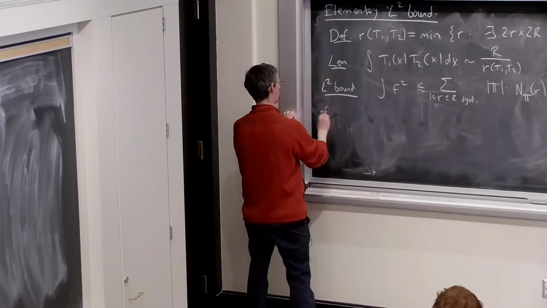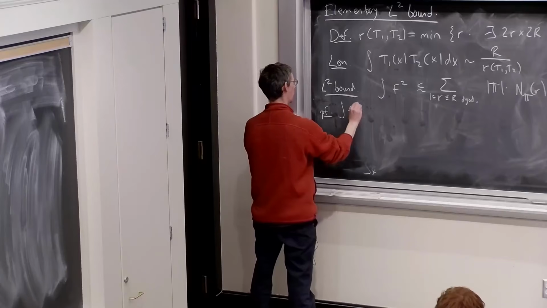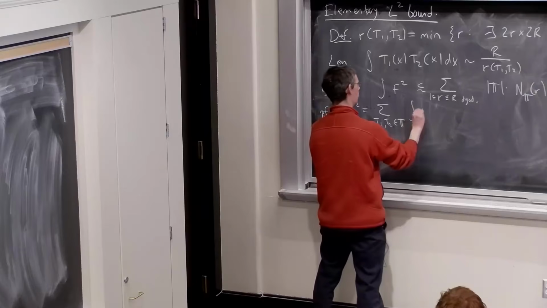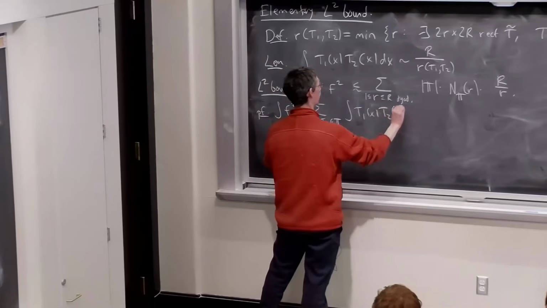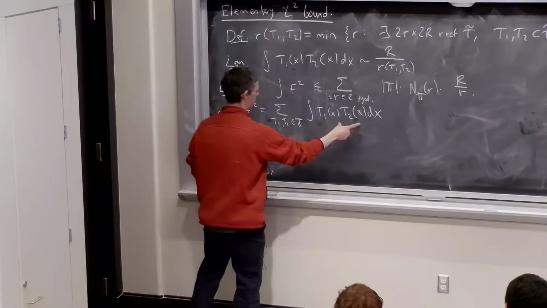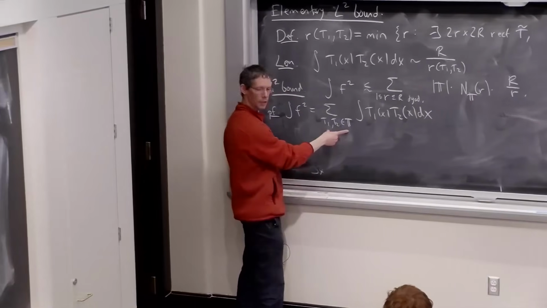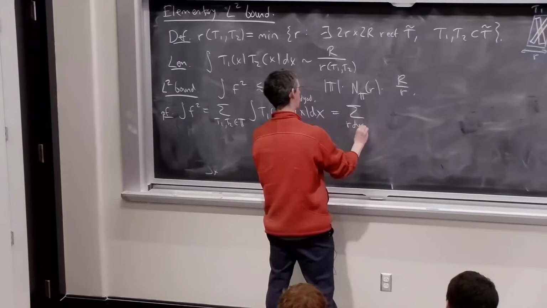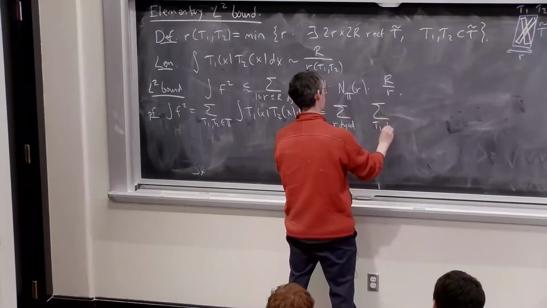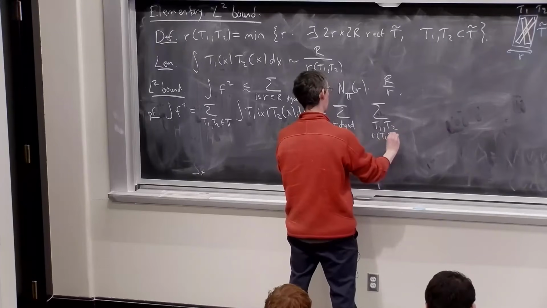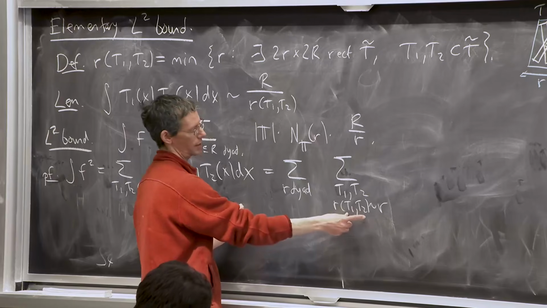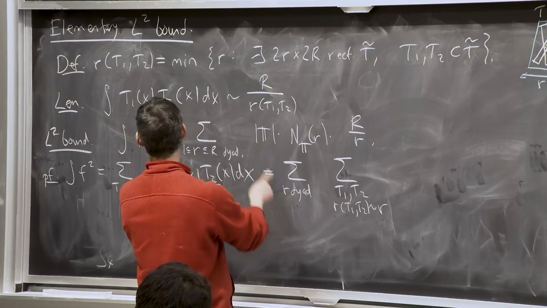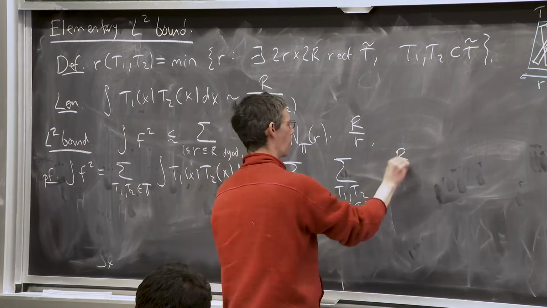So here's the proof. The integral of f squared is the sum over T1 and T2 in our set of tubes of the integral of T1(x) T2(x). Now this integral depends on the value of little r, so let's group these by the value of little r. That's the sum over little r dyadic, sum over T1 and T2 with that value. The r associated to T1 and T2 would be about this r, and then I have this integral, which I can bound by the lemma. So I get big R over little r.